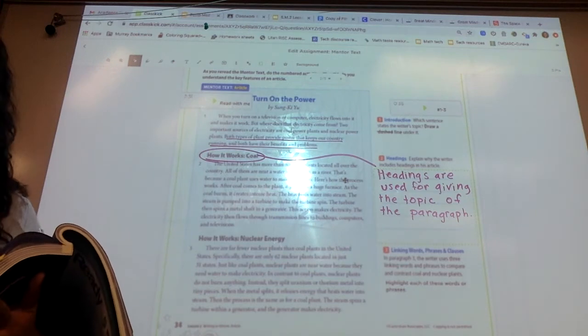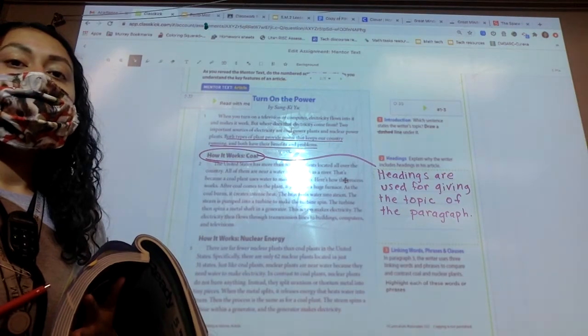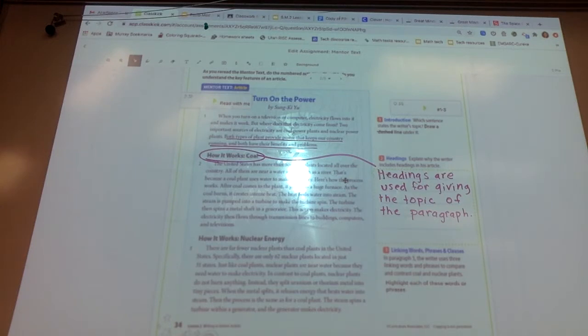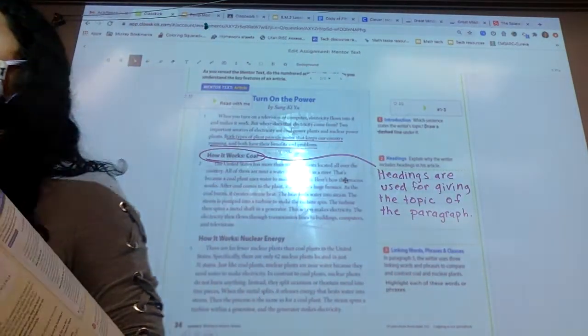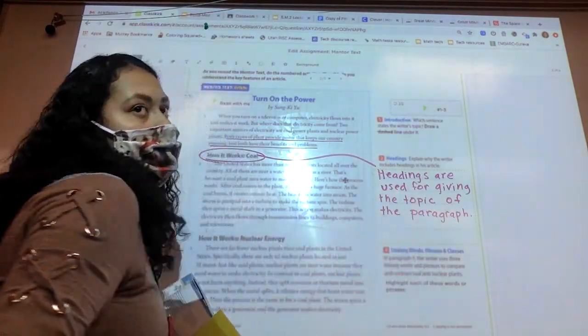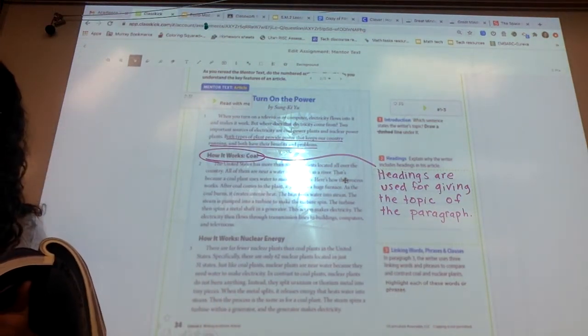It's a little weird to have to write in that space, but you can do it. Elian. Pencil. It's weird to write with a silver colored pencil on white paper. Quickly. Okay. Headings are used for giving the topic of the paragraph. So what's one thing you should include in your writing? Headings.